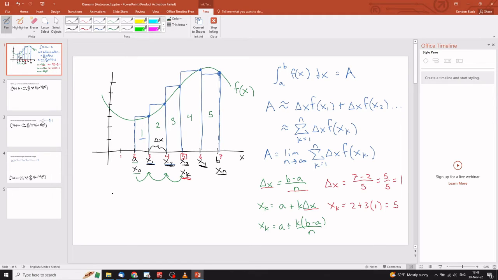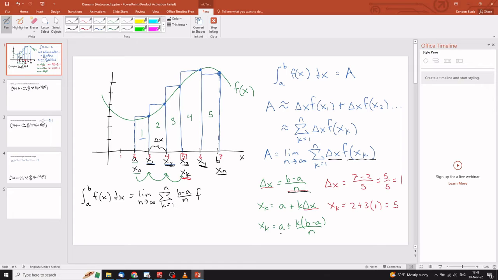All right, so we have the integral from a to b of f of x dx is equal to the limit as n goes to infinity of the summation k equals 1 to n of, now delta x, we're going to use this formula that we came up with. So we're going to say, instead of delta x, b minus a over n times f of x sub k.